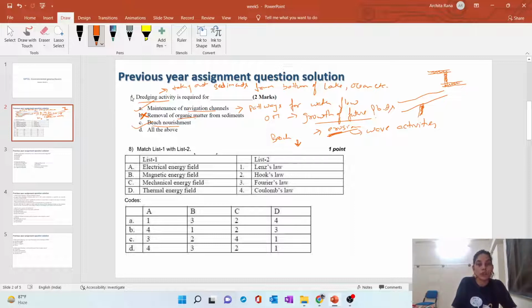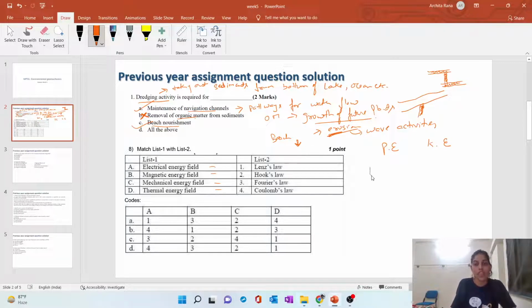Now, another question is about the particle energy field. When sir discussed the particle energy field, he discussed that there is potential energy and kinetic energy. Further, he discussed that there are different energy fields, and these energy fields depend on different laws, right? This question is about matching the law.